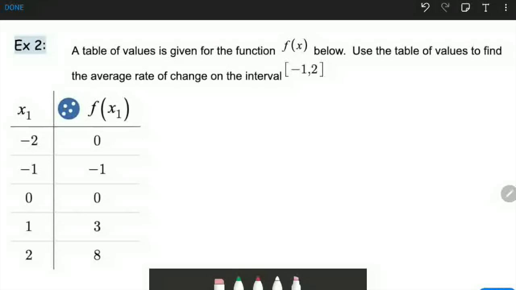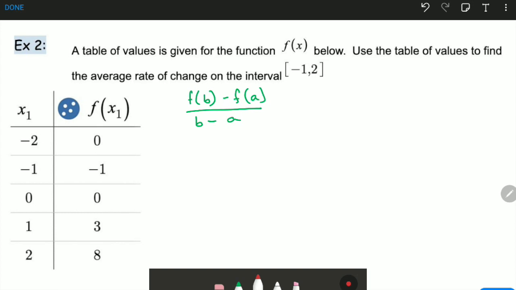Okay, in this example, we have a table of values given for the function f of x. We're supposed to use the table of values to find the average rate of change on the interval -1 to 2. So I'm going to go ahead and jot down the average rate of change formula. Again, we're using function notation. So f of b minus f of a over b minus a.